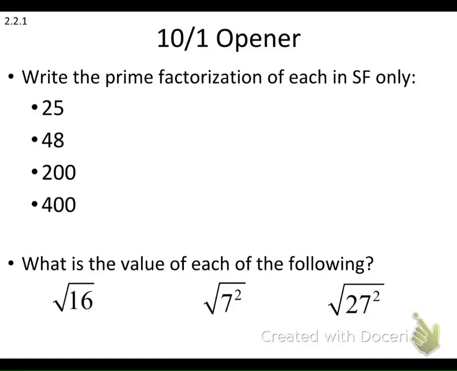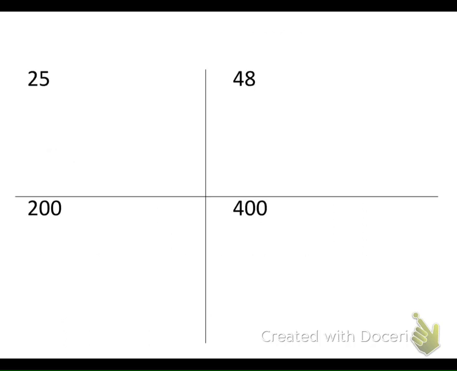Okay, so today's opener is just a review of what we were talking about last week. The first part, the first 4 questions, it's saying write the prime factorization in standard form only. Did any of you guys catch that? Or did you all write it in standard form and then exponential form because you're just used to it? Okay, so the first part, we're just writing it in standard form.